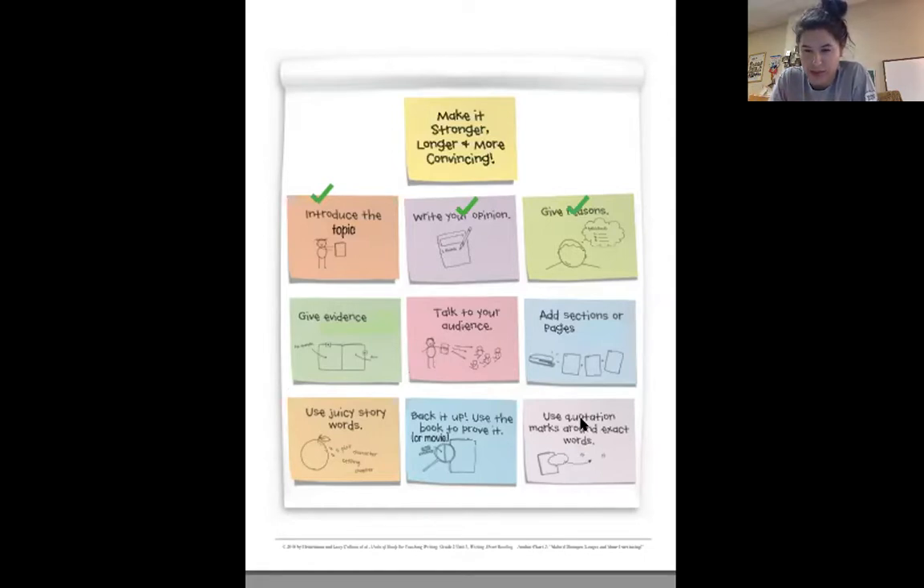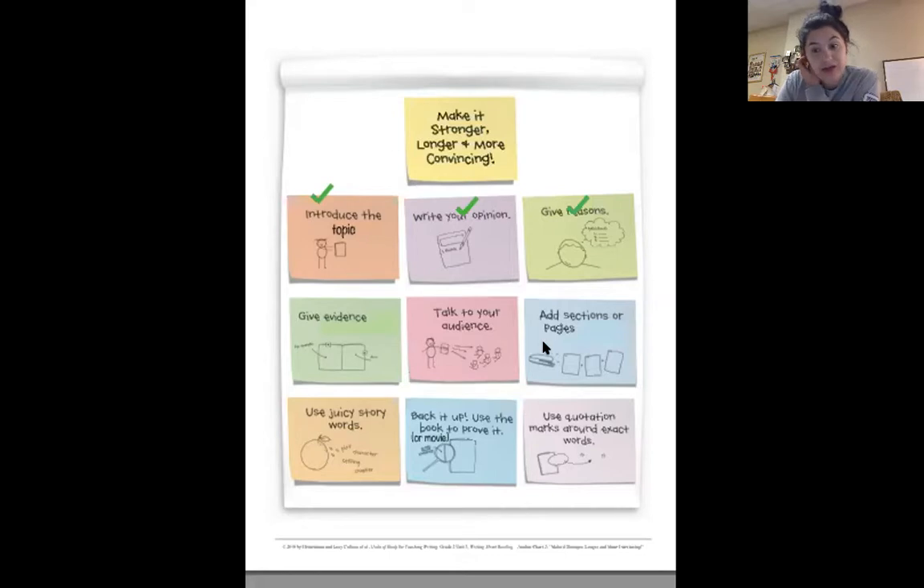And use quotation marks around exact words. Ooh, that's a good one I can add too. Use quotes from the movie. Maybe Captain America says something. Oh, I believe I actually did do that once, but I can add it a few more times. So he says, "Avengers assemble," right? I use quotation marks. Maybe I do that a little bit more too.